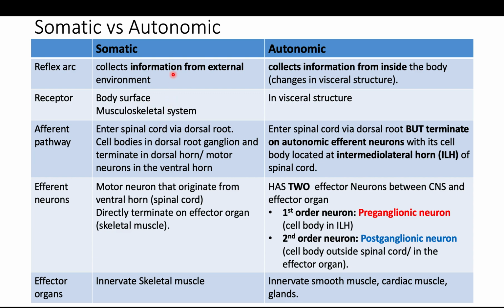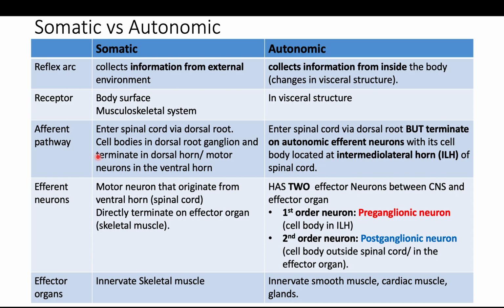In the somatic nervous system, this reflex arch collects the information from the external environment. But for the autonomic nervous system, it collects the information from the visceral organs, which means from your internal environment. For its receptors, in the somatic system they detect from the body surface, and in the autonomic system from the visceral structures.